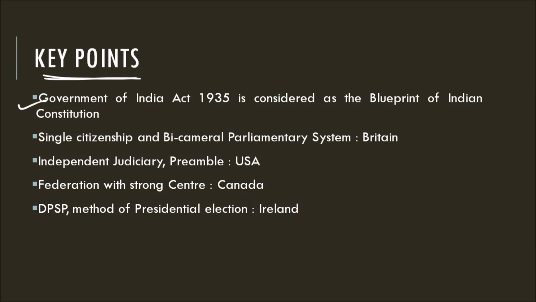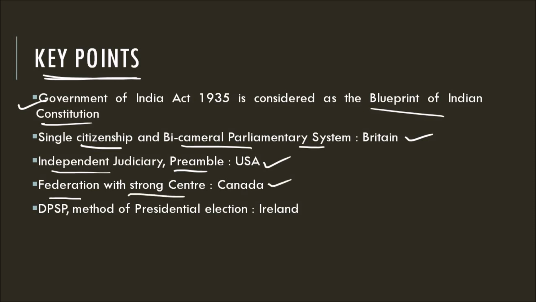The Government of India Act 1935 is considered as a blueprint of the Indian Constitution. Single citizenship and bicameral parliamentary system are taken from the Constitution of Britain. Independent judiciary and preamble are taken from the Constitution of USA. Federation with strong center is taken from the Constitution of Canada. Directive principles of state policy and the method of presidential election are taken from the Constitution of Ireland. The method of nomination of members to the Rajya Sabha by the President is also taken from Ireland.